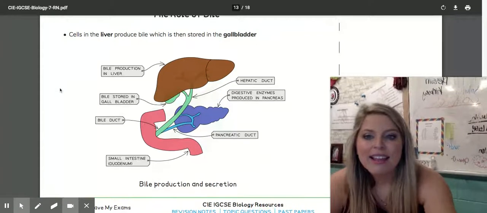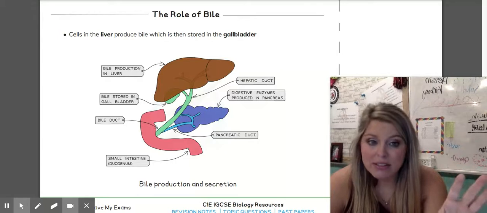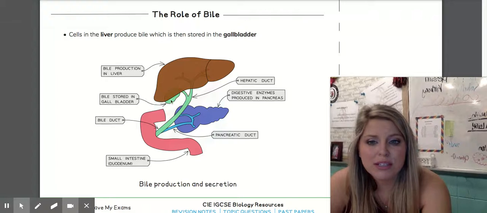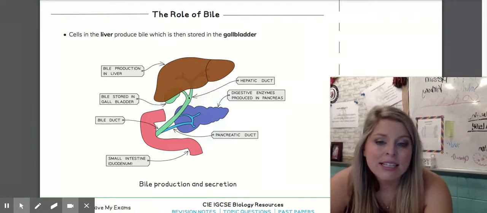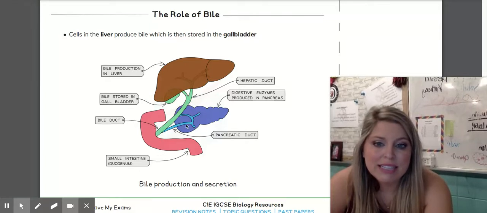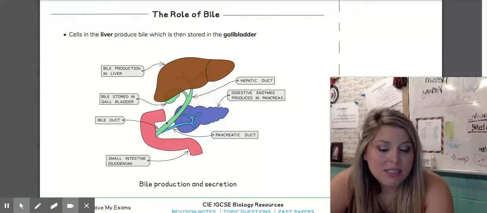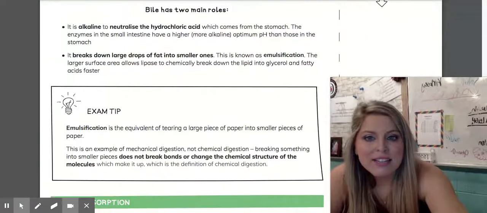Okay, now we can move on to bile. Bile is great. It's produced in the liver and stored in the gallbladder. You don't always have to have a gallbladder, but it's great if you do. So bile is produced in the liver, stored in the gallbladder. There's something called a hepatic duct and then a bile duct. So the bile duct connects into the small intestine. We also have the pancreatic duct and the pancreas that comes in through here as well. So they both use this duct to connect into the small intestine.